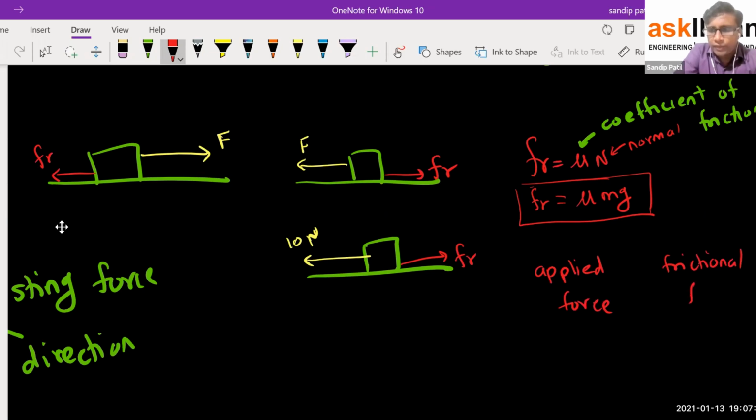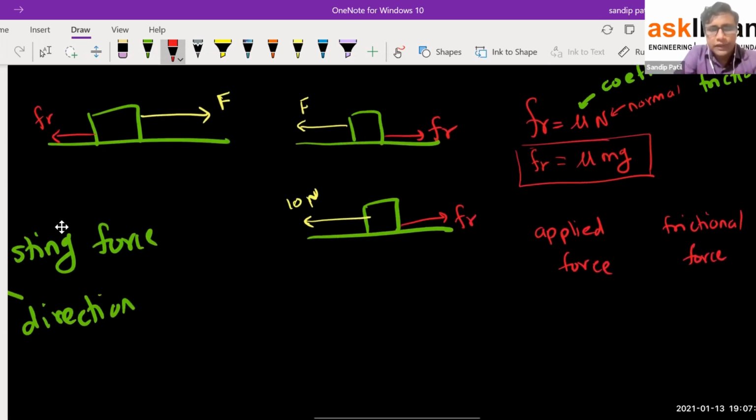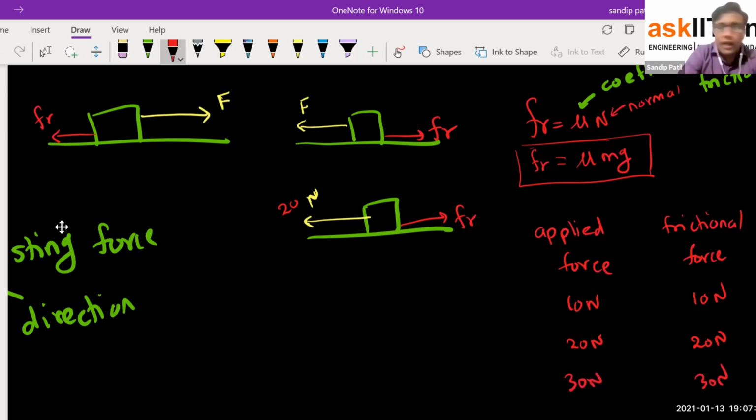If you apply a force of 10 Newton here, the frictional force will also become 10 Newton, right? If you apply a force of, let's say, 20 Newton, the frictional force also becomes 20 Newton. If you apply the force in the other direction, the frictional force is going to shift to the other direction, right? So if you apply, let's say, 30 Newton, it will also apply 30 Newton. Simple thing. So what I'm saying here is that frictional force is a self-adjusting force. It is adjusting itself according to the applied force, right? Is there a limit? Yes, obviously there is a limit up to which it can adjust itself, which depends on this mu mg part.